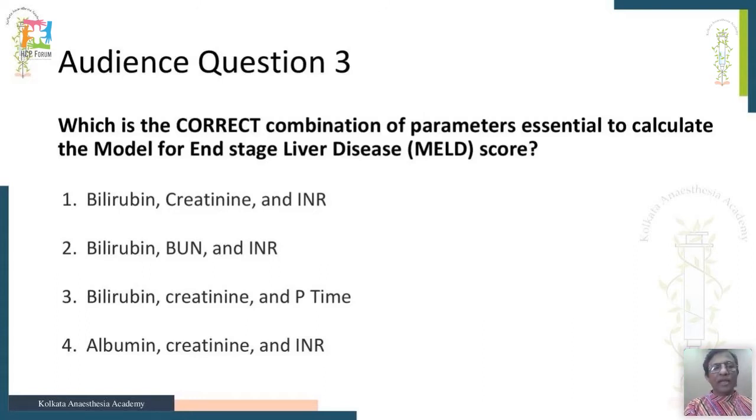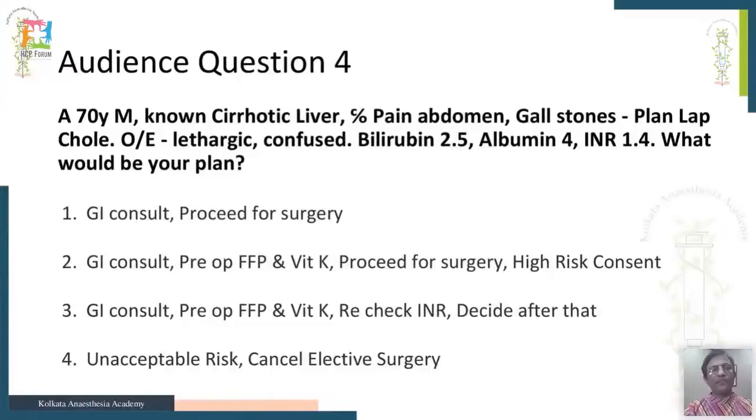So if you think it is 2, click on 2. If it is 3, click on 3. If it is 1, click on 1. If it is 4, click on 4. And we will close the poll in 5, 4, 3, 2, 1, and 0. And we'll go to the next poll question.